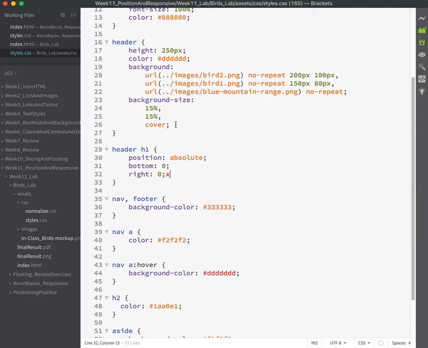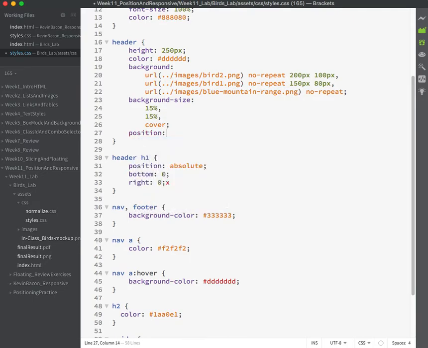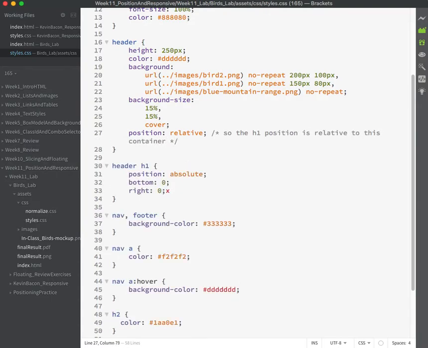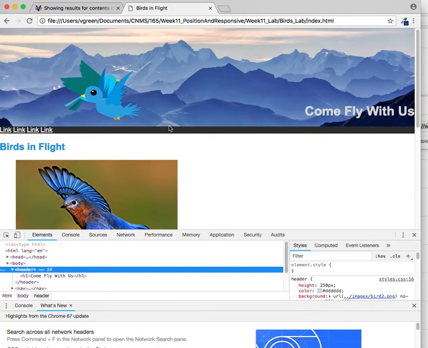So header, position relative. Now I'm going to put a comment here because until you've done this a bunch of times, it's easy to forget why we're doing this. So this is so the H1 position is relative to this container. Save, refresh. Haha, that's what I meant.